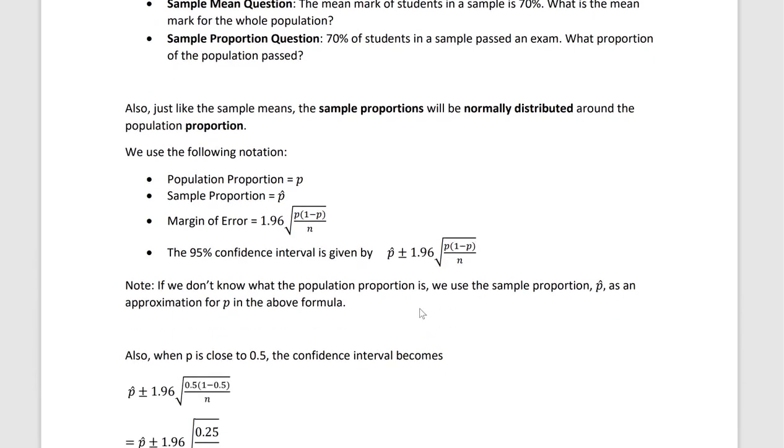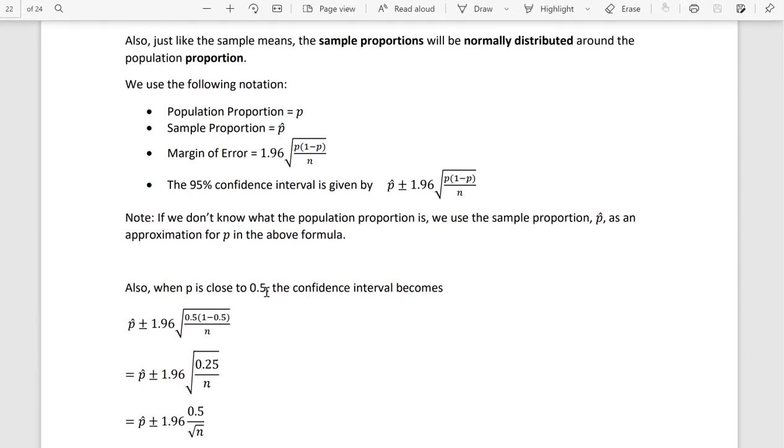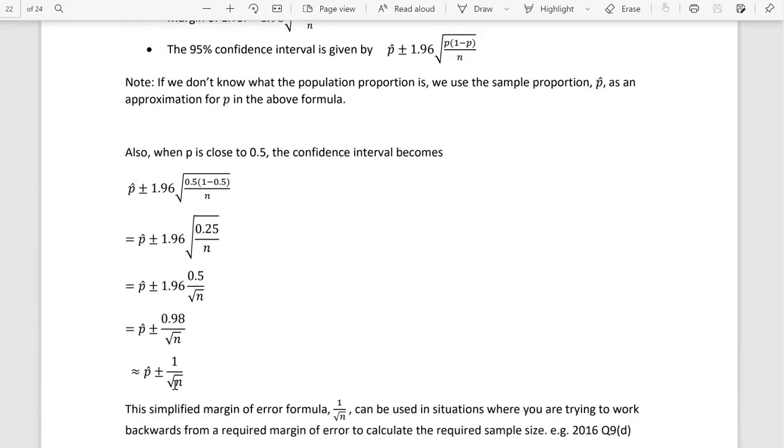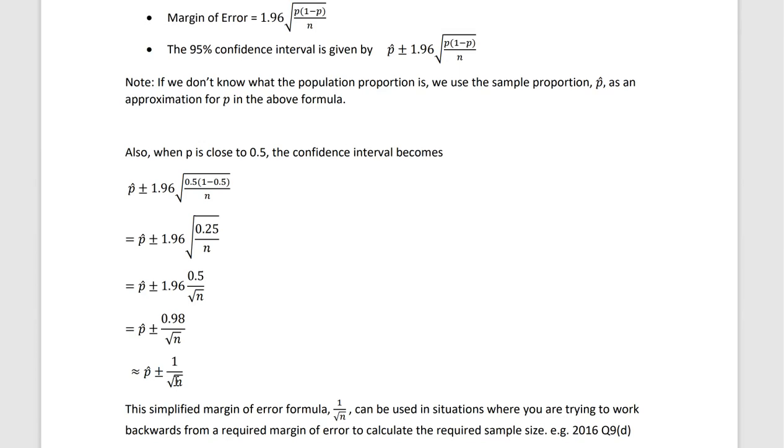Another interesting feature is that when P is close to 0.5 or 50%, and this can be shown by calculus, you get what's called the maximum margin of error on both sides. What's the maximum margin you could have on both sides of the sample proportion P hat? If you put in 0.5 and work through this, it ends up at 1.96 times 0.5, which is very approximately 1 over root n. So you get a simpler version of the formula: P hat plus or minus 1 over root n. You take your sample proportion P hat and go 1 over root n on both sides. That's how much error you're allowing on both sides for estimating the actual population proportion.